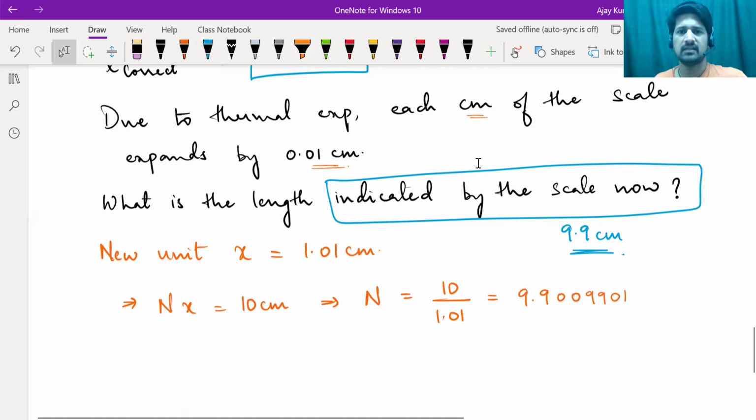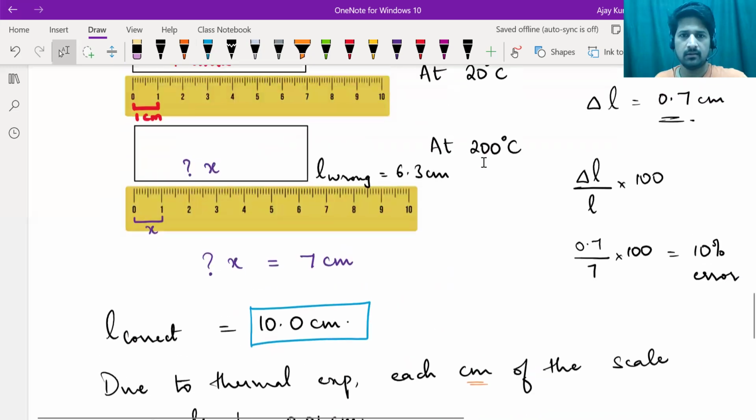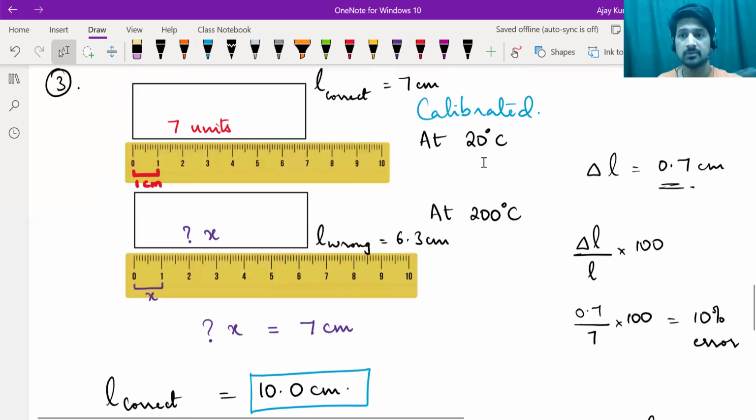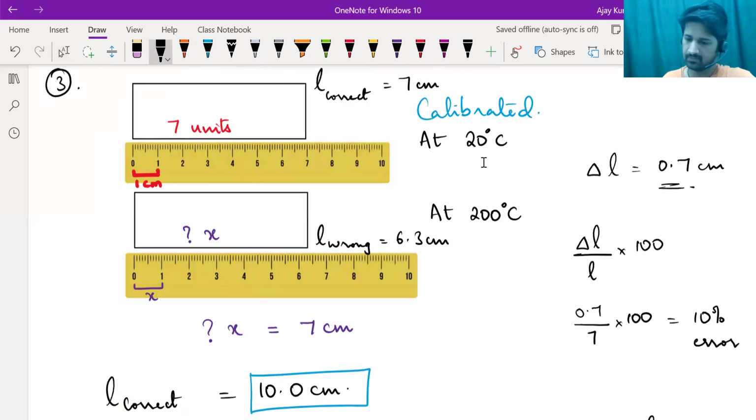Okay, is this clear to all of you? Any doubts in this? Right. Let us now involve concepts of thermal expansion in this.